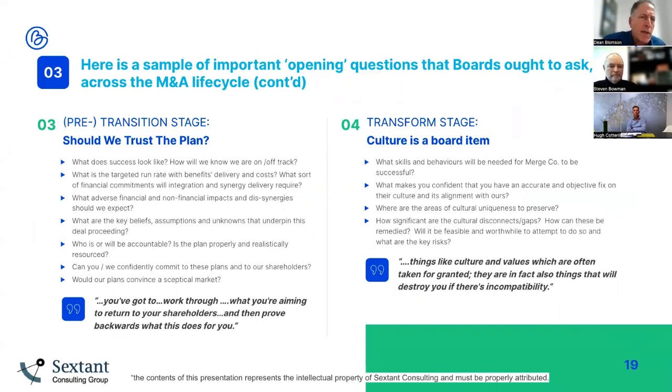This is the transition stage, which is, the deal has gone live and you're in the first 100 days. That's what's typically called the transition stage. Do the plans look like we can trust them? Are they well resourced? Are we clear on what success looks like? How will we know whether we're on track or off track? There's that point halfway down that Steve made. What are the key beliefs, assumptions, and unknowns? Are we clear on them? Are we monitoring them? The accountability, etc. And then the transform stage. This is where the board keeps stitching back, etc.